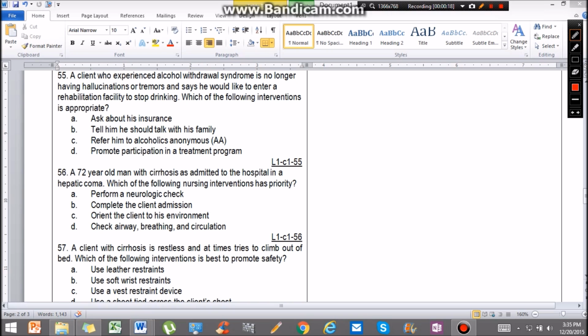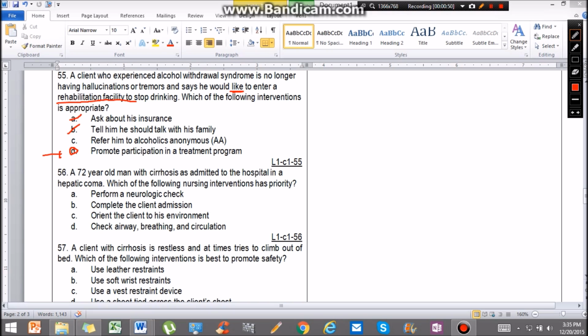A. Ask about insurance. Obviously, that's wrong. B. Tell him he should talk with his family. That is wrong because you cannot pass the client to any other. You're the nurse, you should know what to do. Between C and D, Dallas is the best answer. Why? Because the client says he would like to enter a rehabilitation facility. So the client is now showing interest to change this habit of drinking.